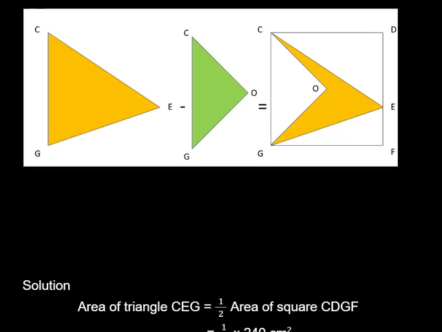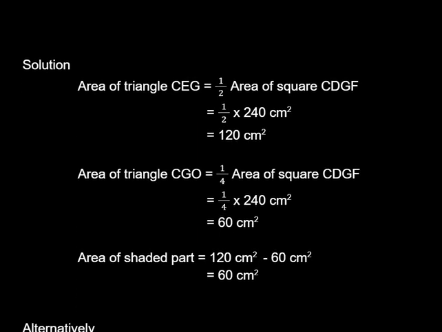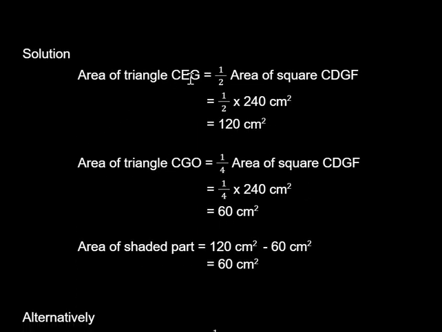So the solution to this problem is quite straightforward. Area of CEG, which is the big triangle, is equal to half of the square, which is half times 240 is 120. Area of the green triangle CGO is 1/4 of the square, which is 1/4 times 240, which is 60. So the area of the shaded part is 120 minus 60, which is equal to 60 centimeters square.